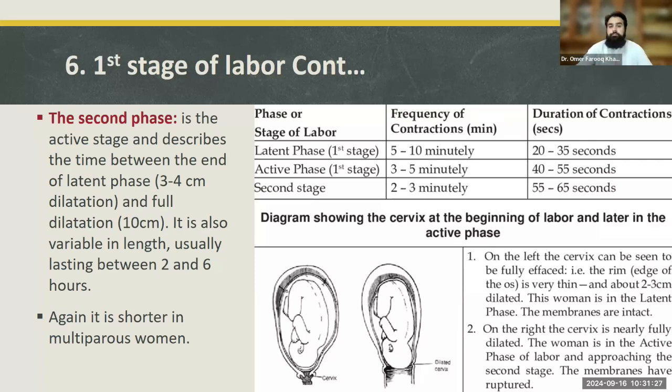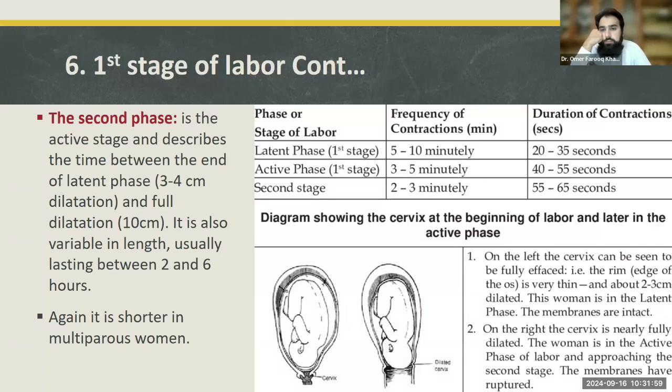And then in the second stage of labor, when the baby starts to move down into the birth canal, the frequency of contractions increases, and the contractions start to happen every 2 to 3 minutes, and the duration of contractions is 55 to 65 seconds. So not only the frequency has increased in the second stage, but also the duration and the strength of contractions.